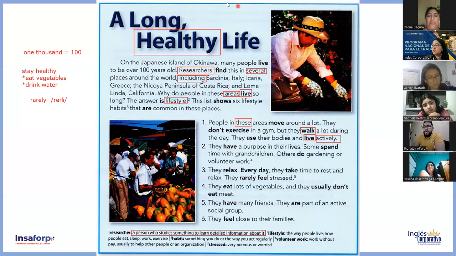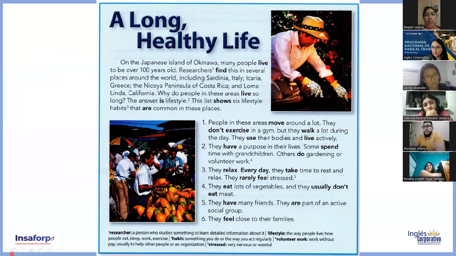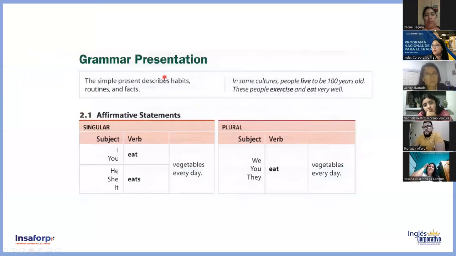Okay, so let's continue with the part, right, that we are most interested. Vamos entonces con la estructura que mencionamos al principio de la clase, que es el simple present. Lo vamos a utilizar para describir habits, right? Routines and facts, hechos, facts. Tenemos el ejemplo. In some cultures, people live to be 100 years old. These people exercise and eat very well.